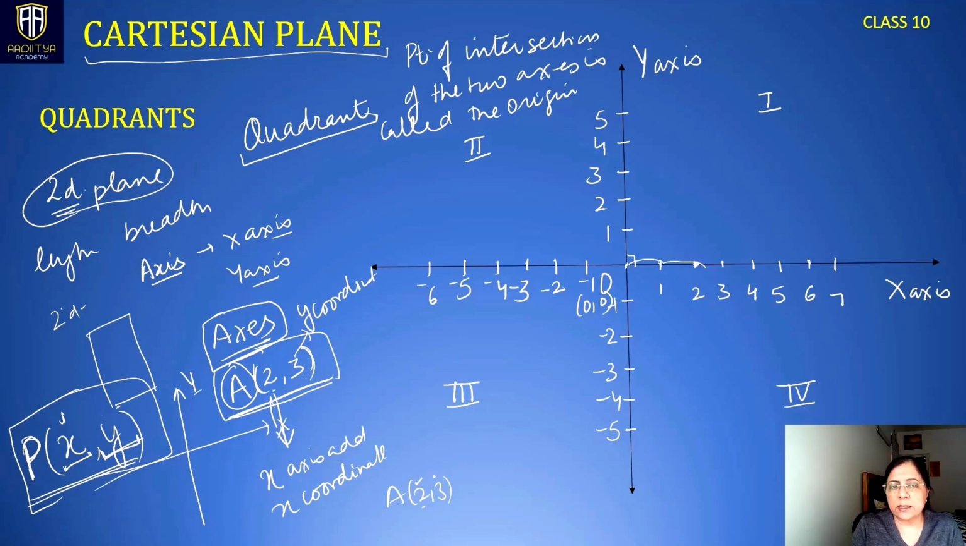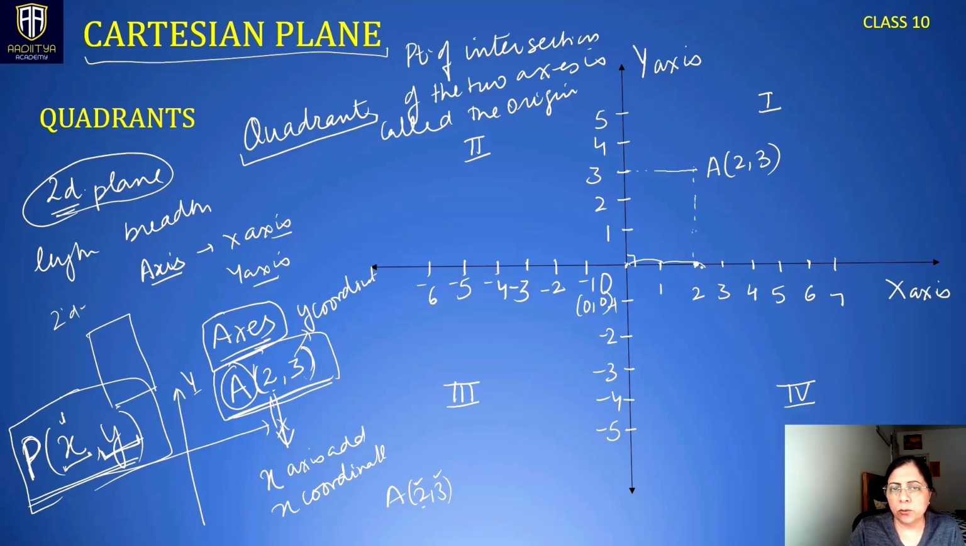After moving on the x-axis, I have to go on the y-axis. On the y-axis, the address is 3, so I have to go 3 units from this point. This is 1, this is 2, this is 3. After moving from 0 to 2 on the right, I have moved from 2 to 3 on the vertical part. So, this point is A, which is (2, 3). Always move on the x-axis first, then on the y-axis.